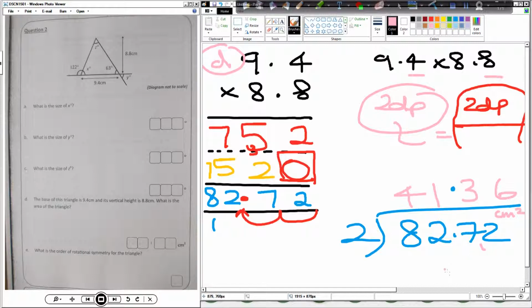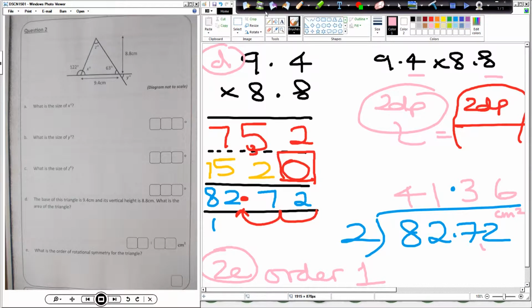Question E, question 2E, what is the rotational symmetry for this triangle? 1. And question 2E, if a shape has no rotational symmetry, it always has an order of 1, as Faisal pointed out. Every shape has an order of 1. If it has rotational symmetry, you'll have order of 2, 3, 4, and so on and so on. So that's the order of 1 because all the angles are all different. It's a scalene triangle. And that's the end of that question. Okay, that's lovely.